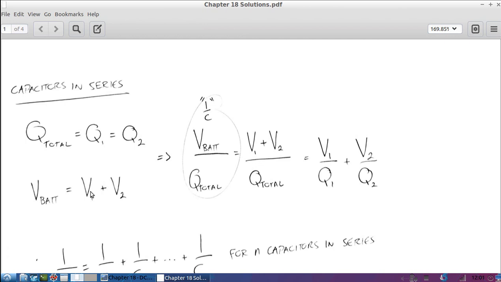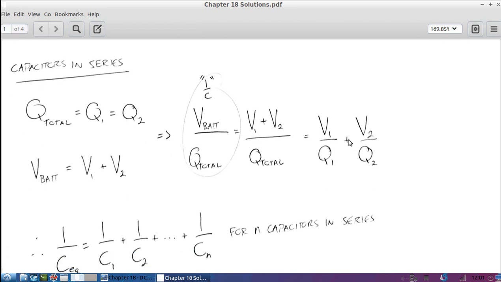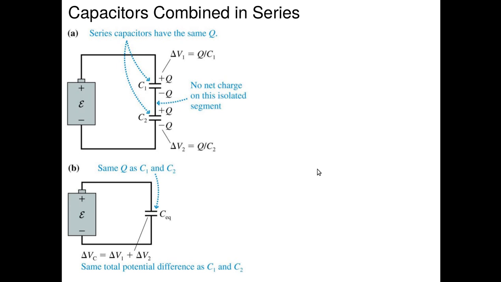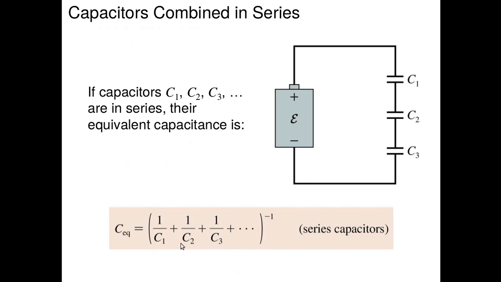So the voltage of the battery is the sum of the voltages across the capacitors, V1 plus V2. The denominator is still Q total, but that's equivalent to Q1 and equivalent to Q2. So I'm splitting this fraction up again. This is Q total, this is Q total. I'm substituting Q1 and Q2 in respectively. Okay, so this is the inverse of the capacitance of C1. This is the inverse of the capacitance of C2. So I've got my equation for the equivalent capacitance of capacitors in series.